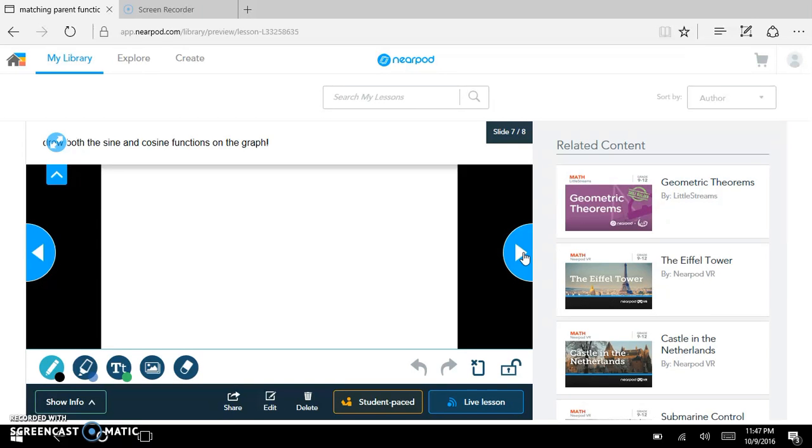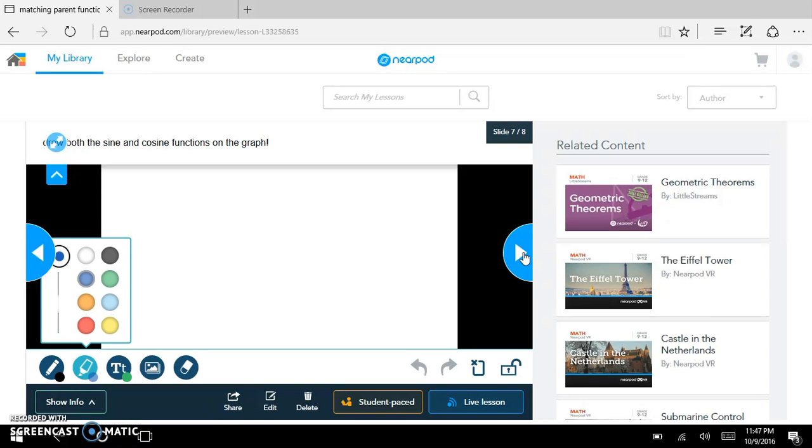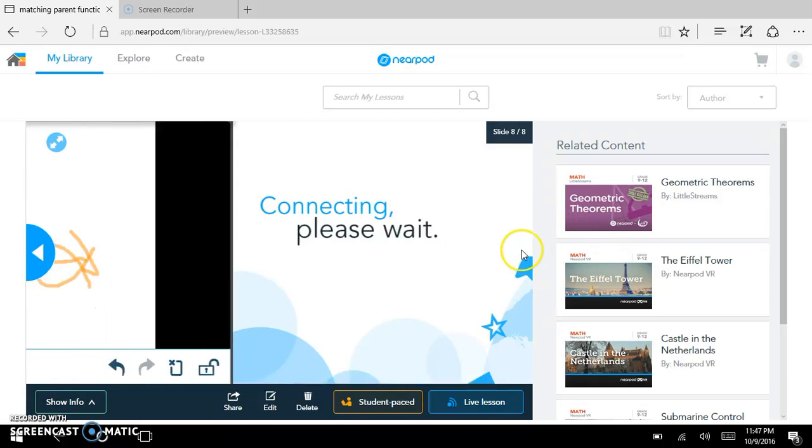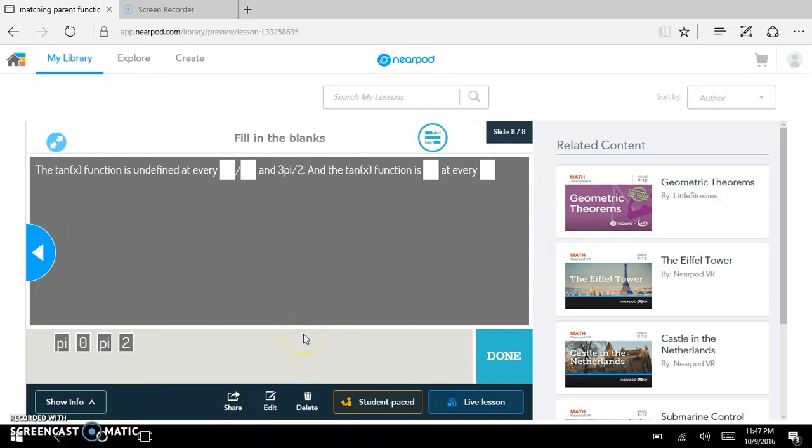So for this one, they are going to follow their instructions on the previous one, and they're going to graph their sine and their cosine, which I prefer if they do with different colors, but in the end it's going to end up looking like that, kind of. And this one's going to be a fill in the blank for the tangent function. And that's pretty much it.